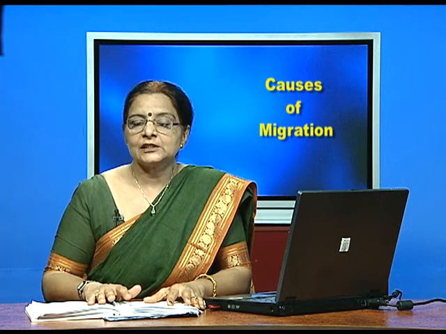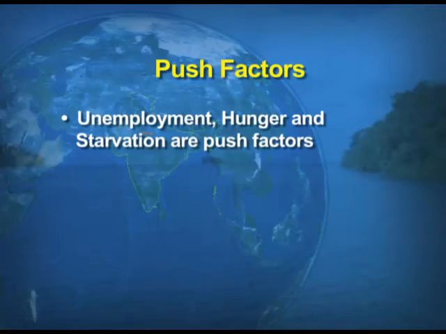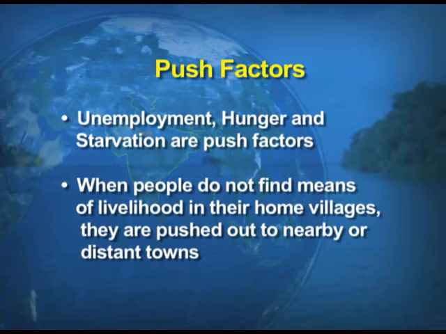Now, we take up the push factors. Push means pushing the people from one area to another area. These are generally the negative factors. For example, unemployment, hunger and starvation are the basic push factors that force people to move from their place of residence to another place. When people do not find the means of livelihood in their home villages, they are pushed out to nearby or distant towns. So, the push factors may help the people to migrate short distances or long distances.